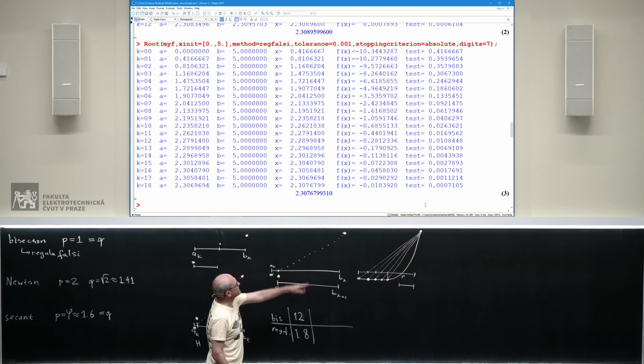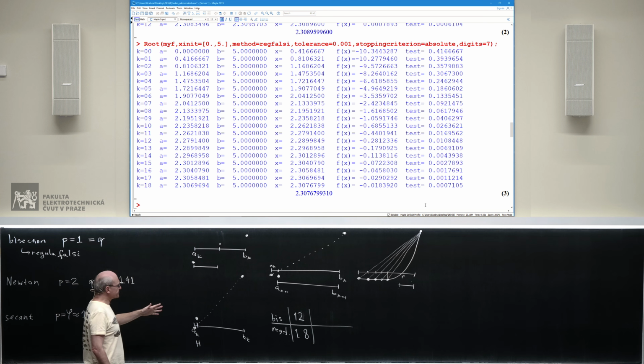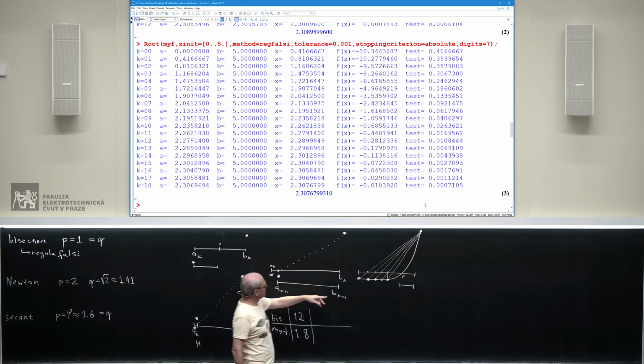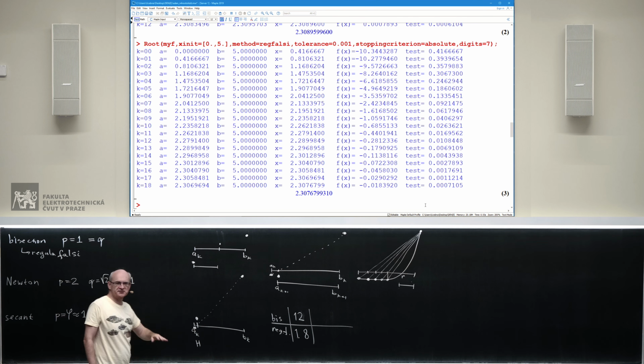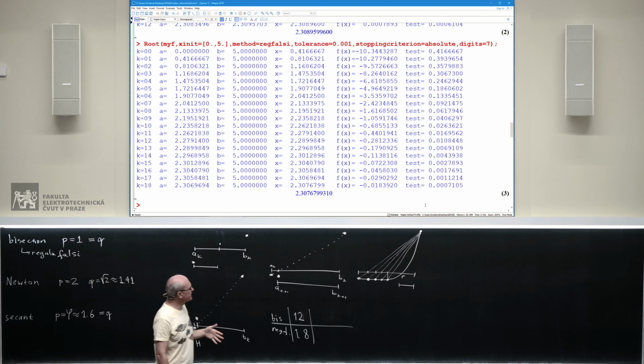And now you can see that the testing value was decreasing until it dropped to a small enough number. Now this confirms that for a function which is shaped like that, we are choosing the larger part, and therefore it's slower than the bisection method. This we expected. However, a lot depends on the configuration and on the initial data.